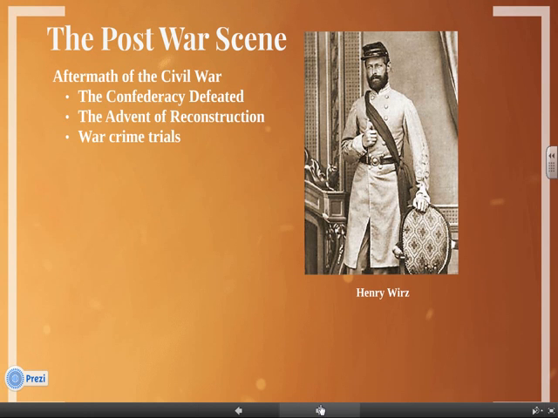Henry Wirz was the commander of a Confederate prisoner of war camp in Andersonville, Georgia. Under his leadership, 45,000 Yankee soldiers died either of starvation, being out in the elements, or lack of sanitary conditions. 45,000 died. He would be tried, convicted, and executed. He's the only person to be convicted of war crimes.